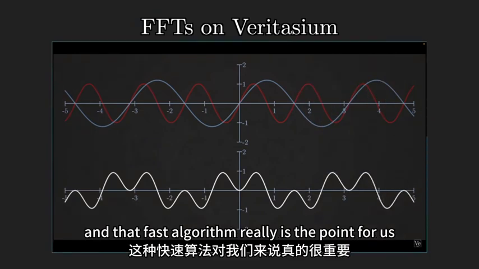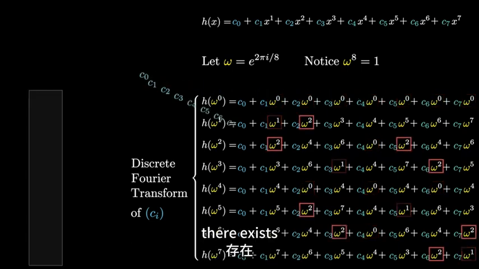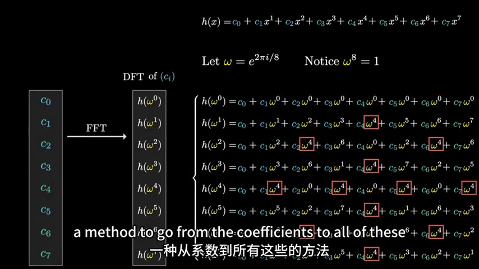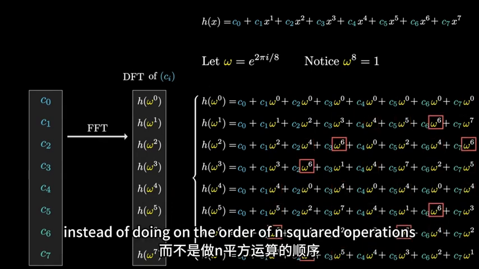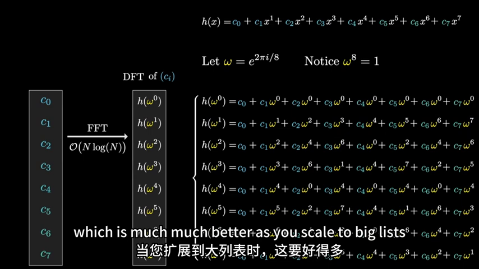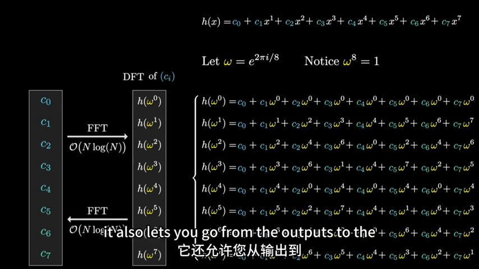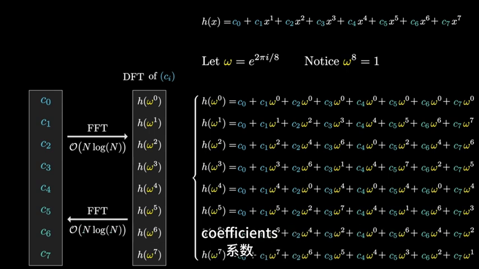And that fast algorithm really is the point for us. Again, because of all this redundancy, there exists a method to go from the coefficients to all of these outputs, where instead of doing on the order of n squared operations, you do on the order of n times the log of n operations, which is much, much better as you scale to big lists. And, importantly, this FFT algorithm goes both ways. It also lets you go from the outputs to the coefficients.